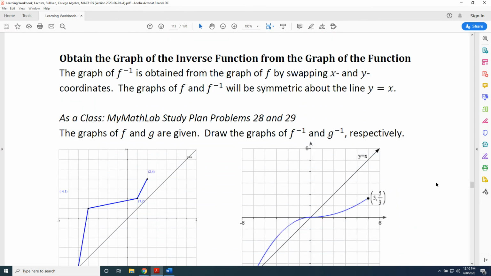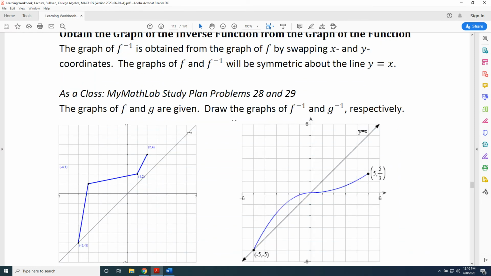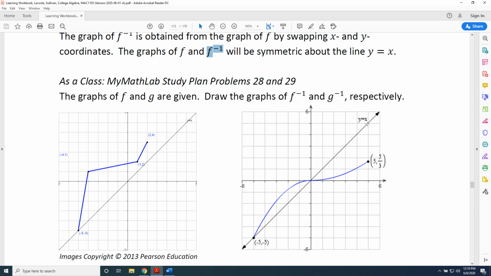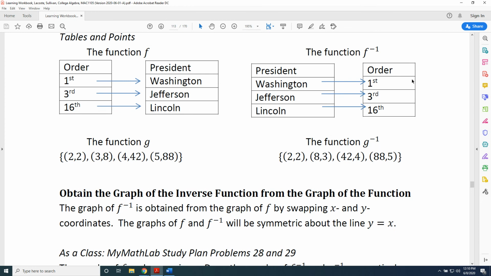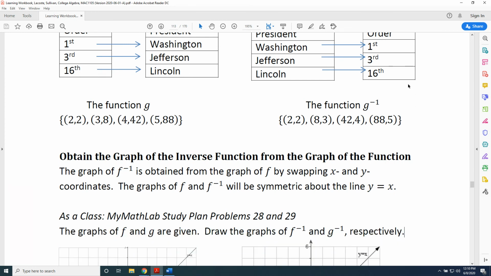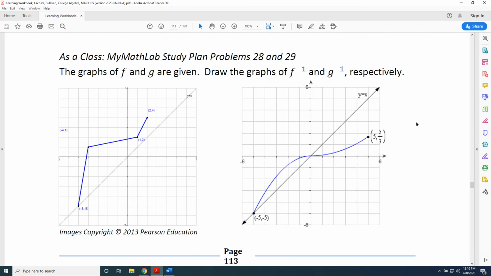Finally, we turn our attention to graphs. If someone gives you a graph of a function and asks you for the graph of the inverse, all you have to do is swap all of the x and y coordinates of all of the points on that graph. We will also learn that the graphs of f and f inverse will be symmetric about the line y equals x, which is shown here in this diagram. With this information, we can find the inverse when we are provided with an arrow diagram, also called a mapping, a collection of ordered pairs, or a graph.